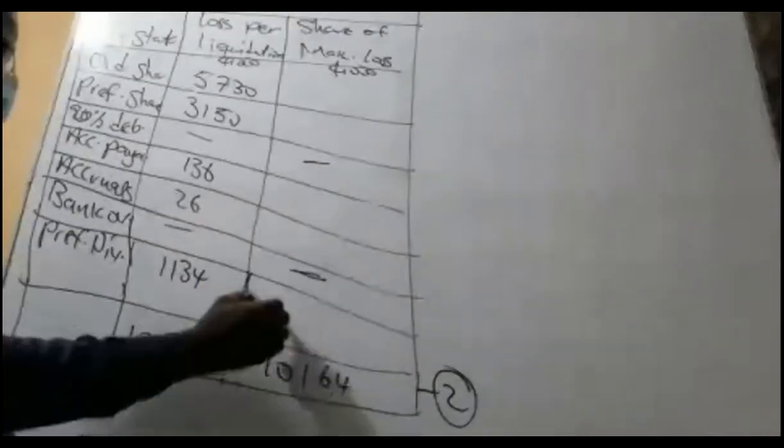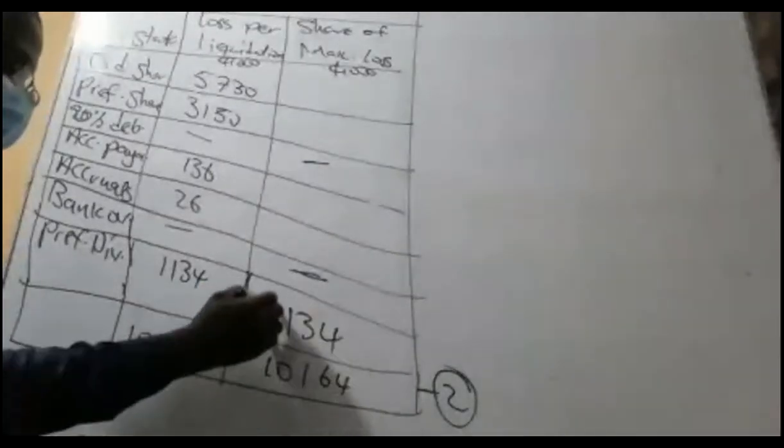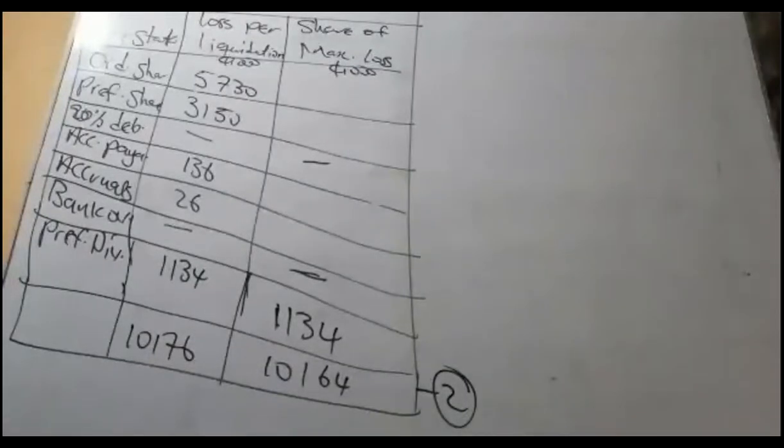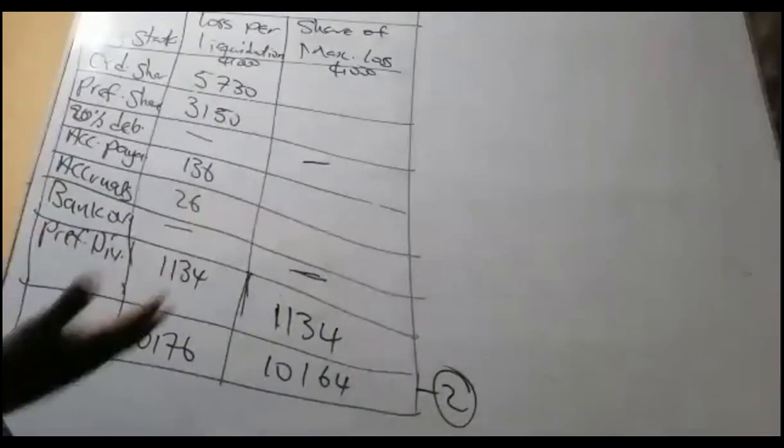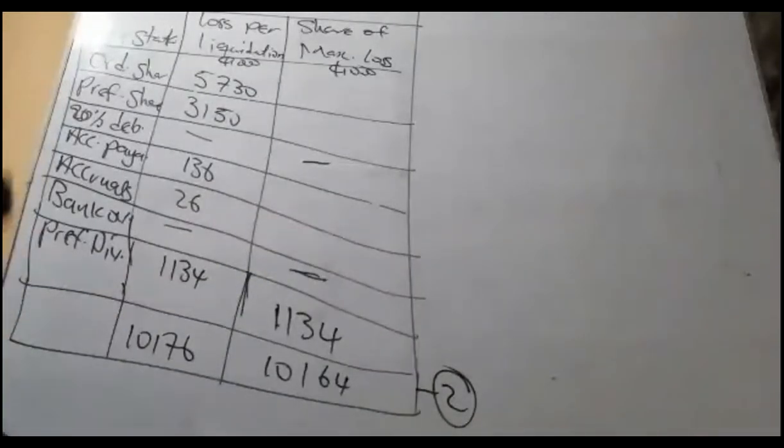So 1134. First thing that I'll clear from the road. Then that is it. Then the rest you can share on a pro rata basis, or you can just look at their faces and put them.